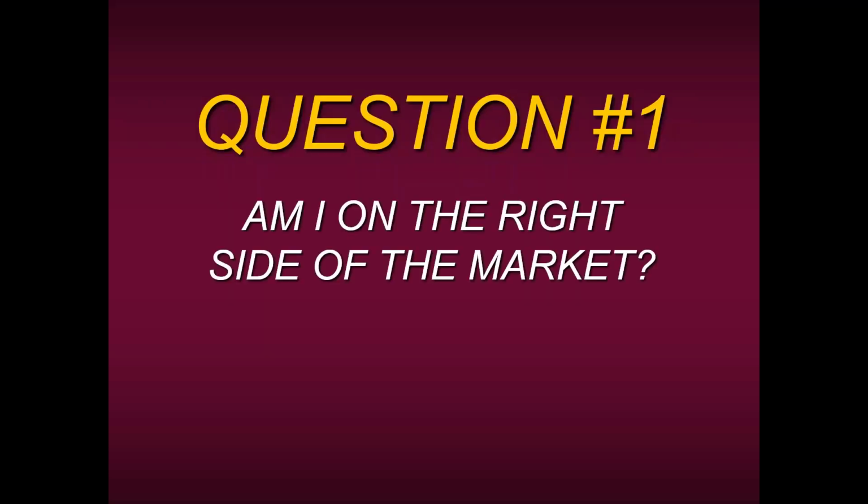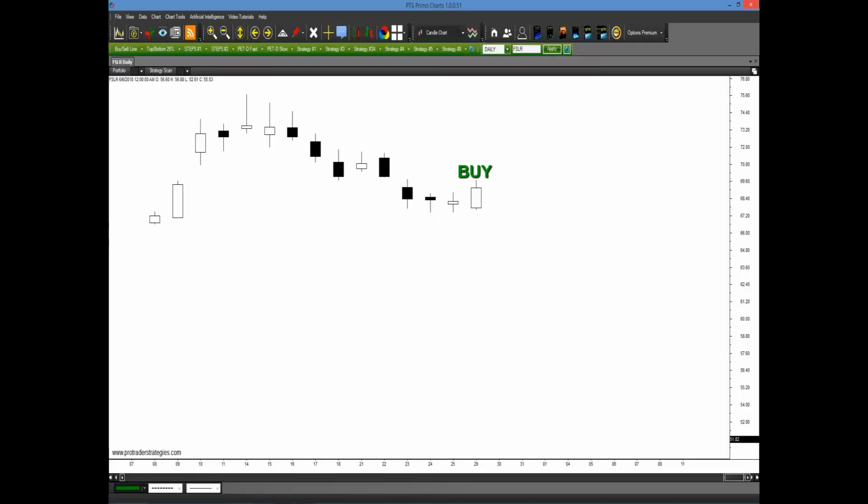Ask yourself this question: am I on the right side of the market? It's not just enough to know technical analysis. You have to listen to what the market is telling you. Is it telling you it wants to go up, or is it telling you it wants to go down? And the easiest and simplest and most powerful way to do that is to add the 50-period moving average.